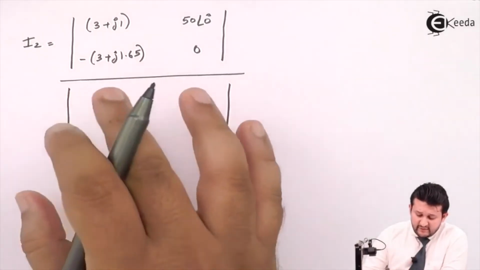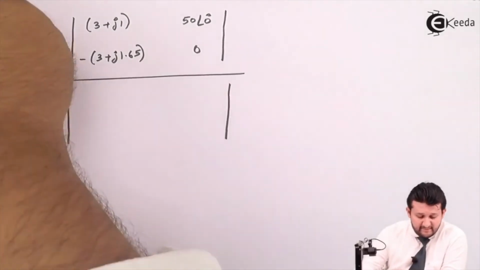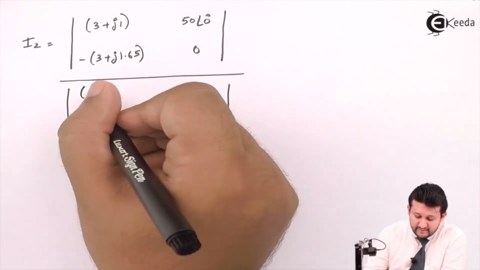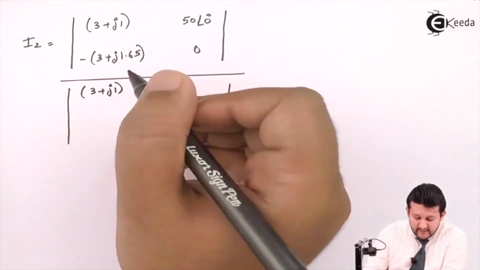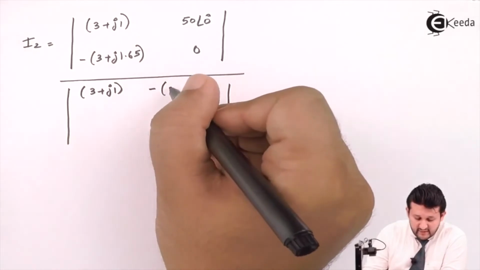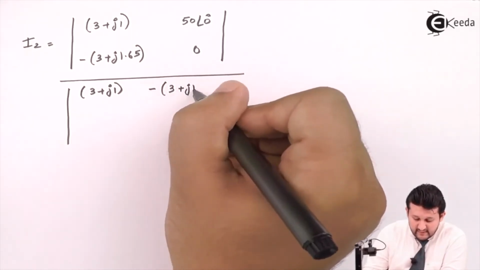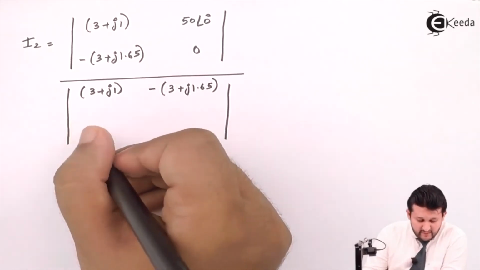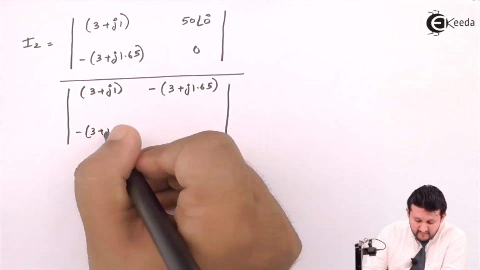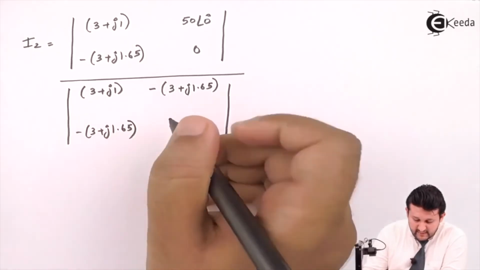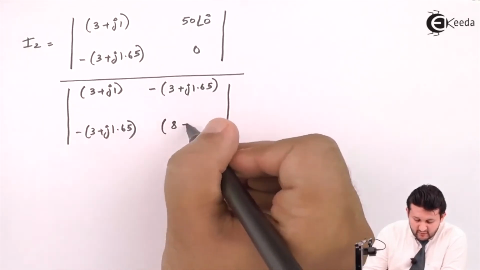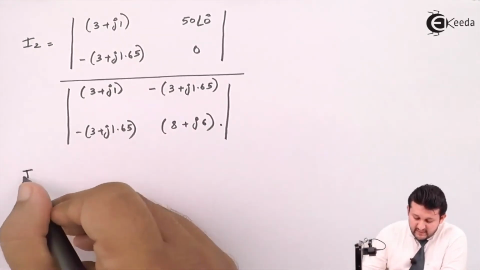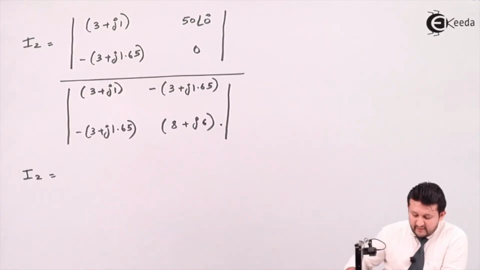So let's write the coefficients of I1 and I2 for both equations. For equation number 1, the value you got is 3 plus J1. For I2, the coefficient in the first equation is 3 plus J1.65. In the second equation, the coefficient of I1 was minus 3 plus J1.65 and the coefficient for I2 was 8 plus J6. Now, using a calculator, simplify the terms.